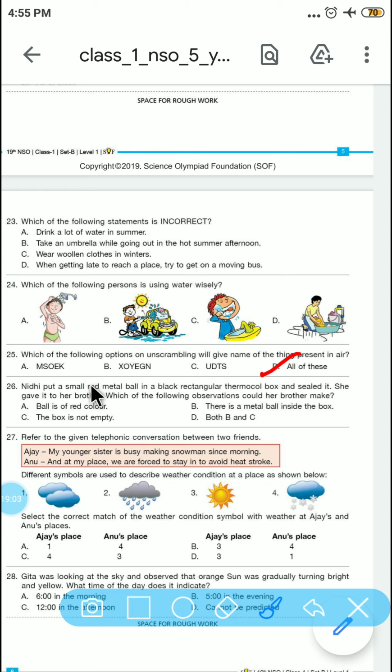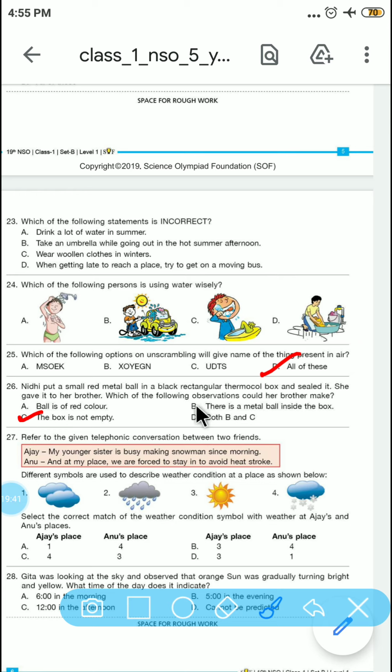Nidhi put a small red metal ball in a black rectangular thermocol box and sealed it. She gave it to her brother. Which of the following observations could her brother make? What can be the observations right now? Tell me. The first observation is that the box is not empty, and the last, like the ball is of red color or what, is not mentioned here. The ball is metallic, there is a metal ball inside the box.